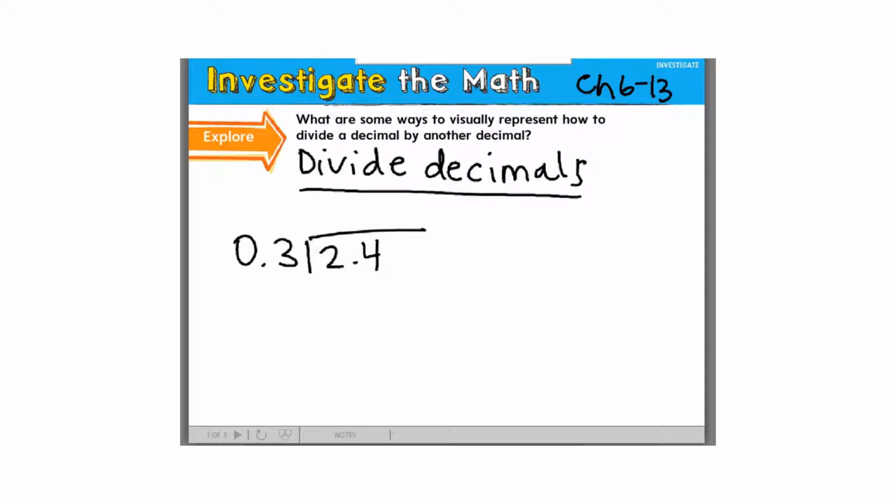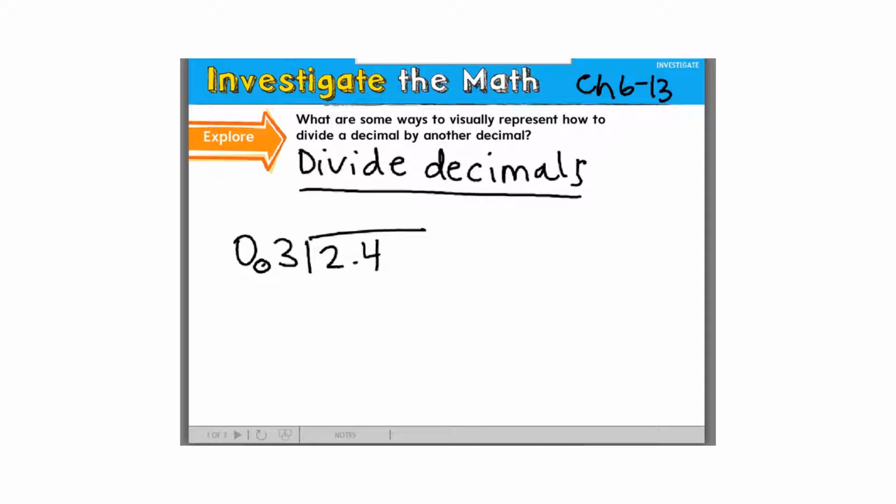So here's what we do to solve this. First, we're going to move the decimal point. This decimal that's on the outside of the bar here, I'll highlight it with green. This decimal point is going to tell you how many places you're going to move the other decimal point, because they have to both be moved the same number of times. That part's important. They have to both be moved the same number of times.